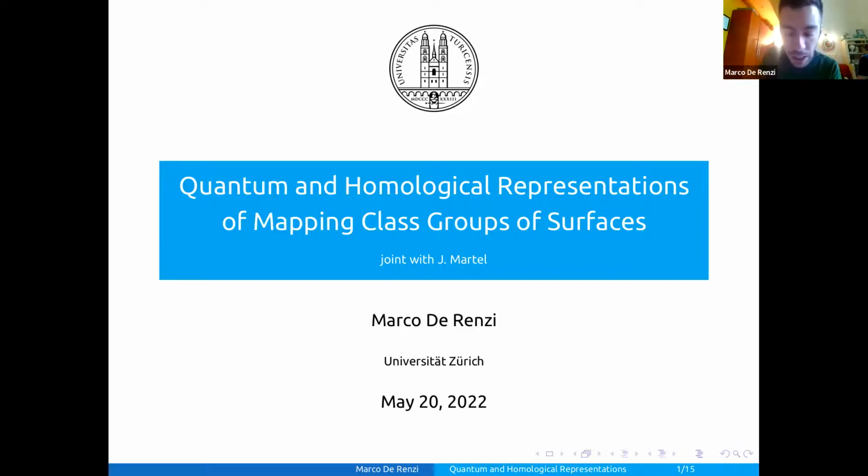And today I will present a work in progress, which is a joint work with Jules Martel. The goal of this project is to relate two different constructions of the same family of representations of mapping class groups of surfaces. The main message of my talk will be that these two approaches describe the same representations, but they each have their own advantages and they can inform each other and hopefully further our understanding of the properties of these representations.